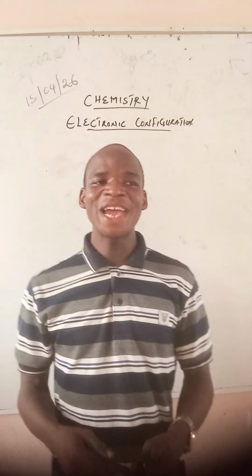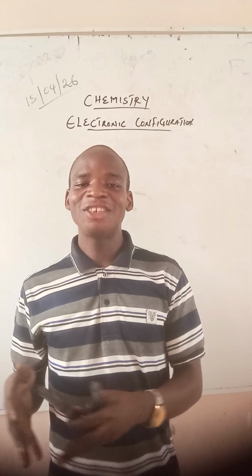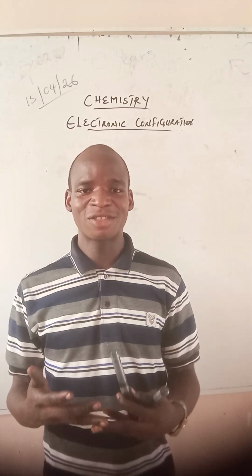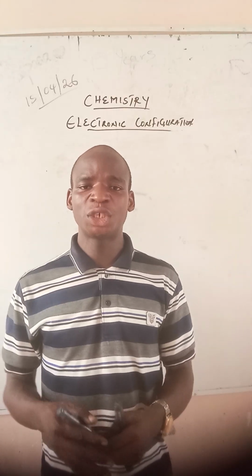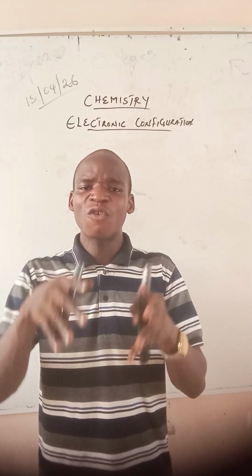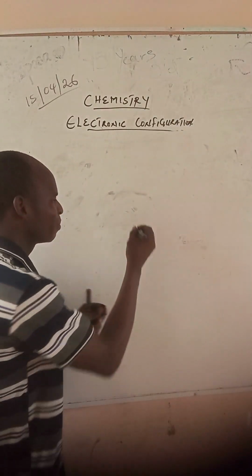Hello students, my name is Luca Ronaldo, and in this video we will be learning how to correctly write the electronic configuration of elements. Before we start, let's know what electronic configuration is. Electronic configuration is simply the arrangement of electrons in an atom. Are you following? Now watch this.